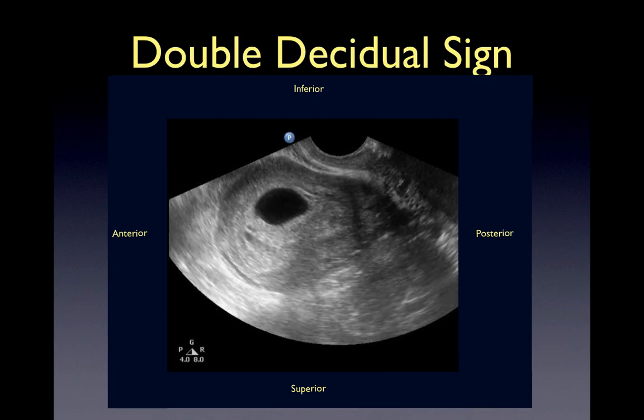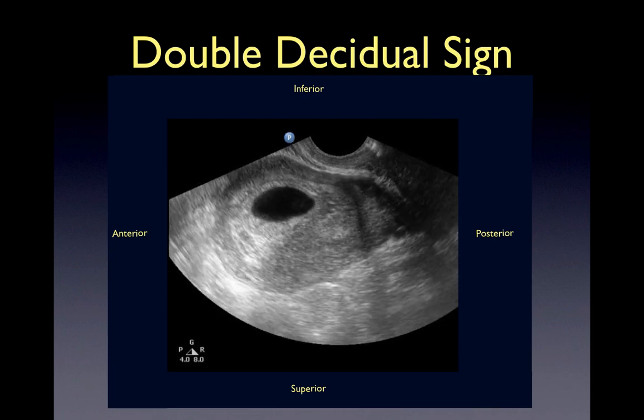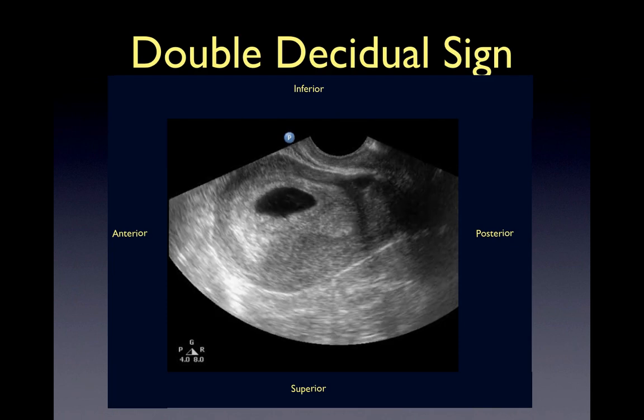The double decidual sign consists of 2 echogenic rings surrounding the anechoic gestational sac. The inner ring represents the chorion, embryonic disc, and decidua capsularis. The outer ring represents the decidua parietalis, also referred to as decidua vera. Where the two adhere is the decidua basalis and is the site of future placental formation.